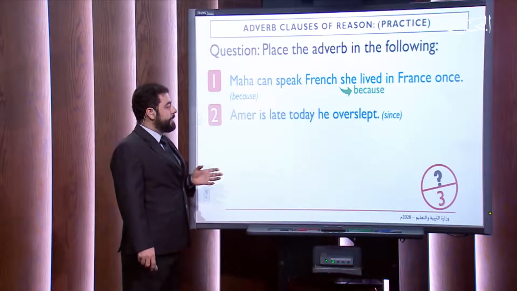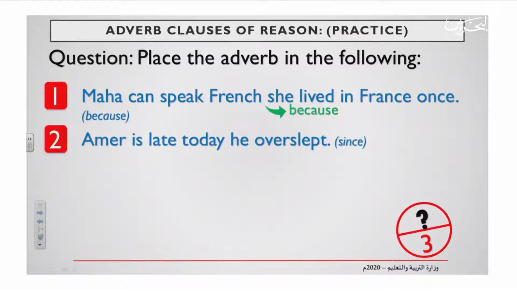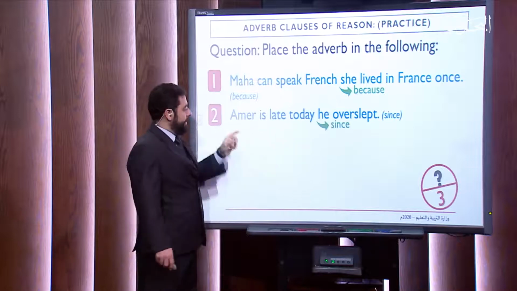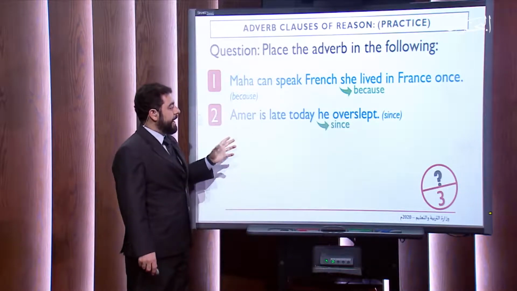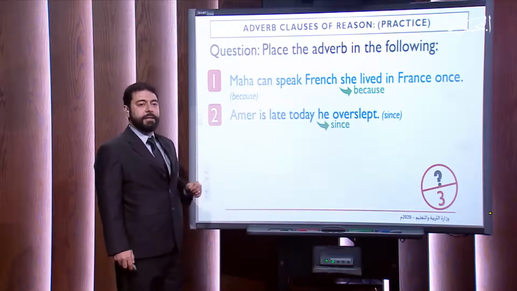Amr is late today. He overslept. You have to use since. You have 5 seconds. All right, let's check the answer. The answer is right over there. You say, Amr is late today since he overslept. All right, if you're correct, give yourself a mark.